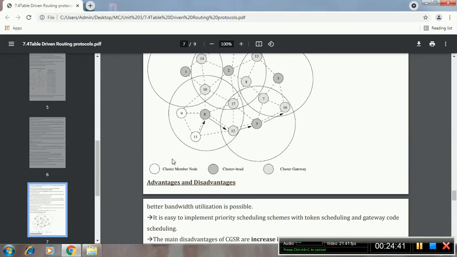The white color nodes are represented as cluster member nodes. A cluster member node means the node belongs to that particular cluster only, whereas these thick lines are cluster heads and cluster gateways. A cluster gateway acts as a cluster member node common to both the 11 node and the 12 node. That's why it's called a cluster gateway, between 6 and 5 and other nodes.